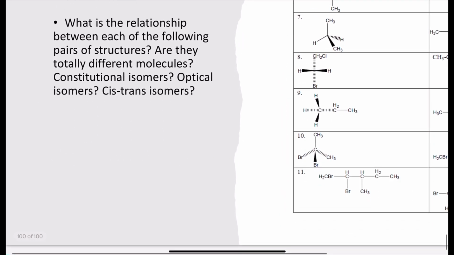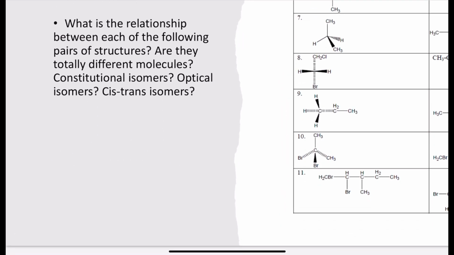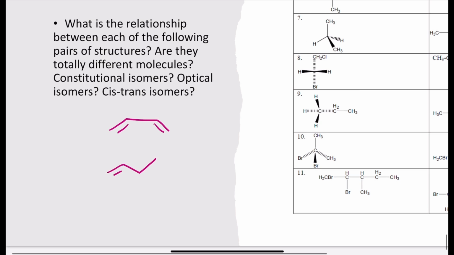Okay, let's see. Last slide. What is the relationship between each of the following pair of structures? Are they totally different molecules, constitutional isomers, optical isomers, or cis-trans isomers? Again, cis-trans is where you have that double bond situation going on, like we saw just a minute ago on a previous slide, cis versus trans. Optical is the chiral, which needs an sp3 hybridized carbon. And constitutional just means same formula but different connectivity.